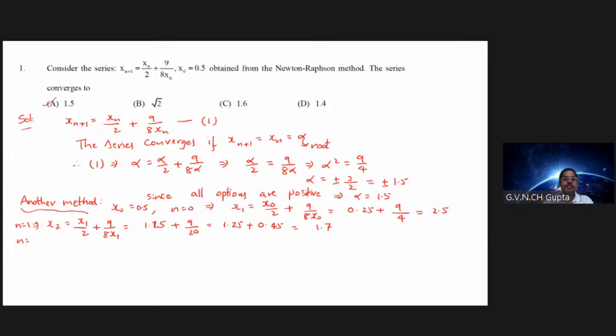So like that, n is equal to 2 gives x3 is equal to x2 by 2 plus 9 by 8 times x2. So 1.7 by 2 is 0.85 plus 9 by 8 times x2. So in this stage, I think you will get almost 1.5. Okay, please check. Starting from x0 0.5, x1 2.5, it is reducing, x2 1.7, x3 1.5, or in the next step you may get 1.5 also. Please check. Okay.